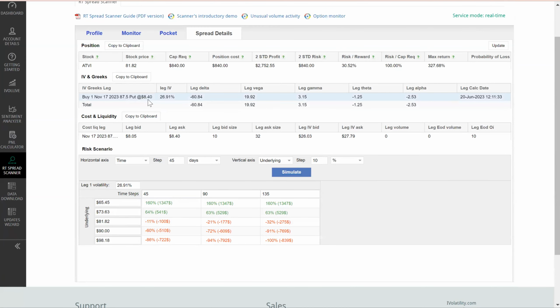So now I know exactly the level I need to look for, $73 a share for this particular trade, which is very, very valuable information if I'm short the position. So again, we can copy that to our pocket. So now I want to go to some more advanced strategies.